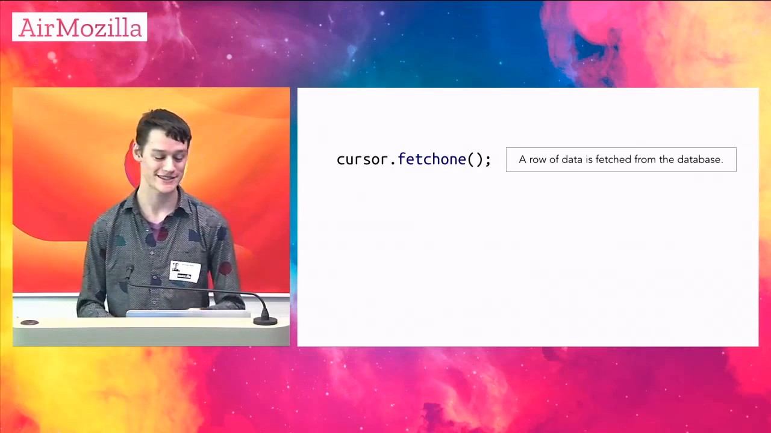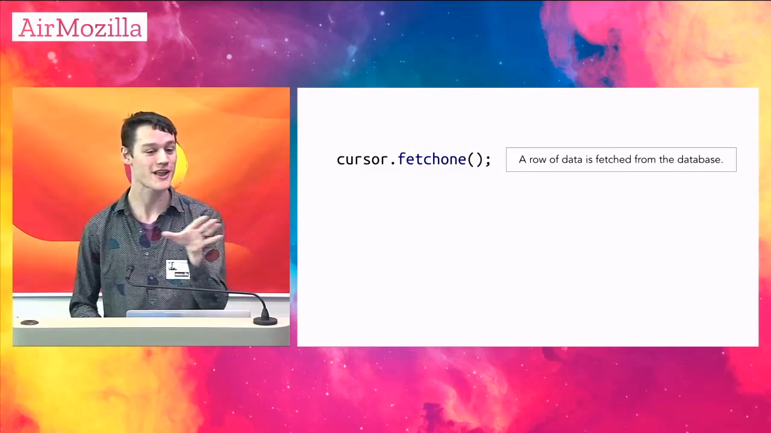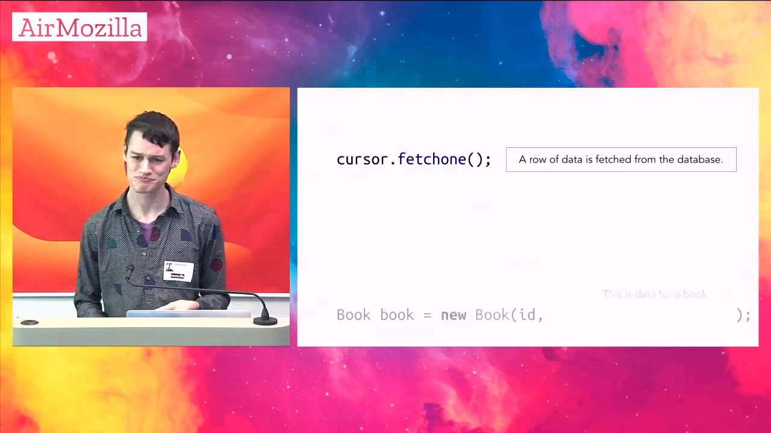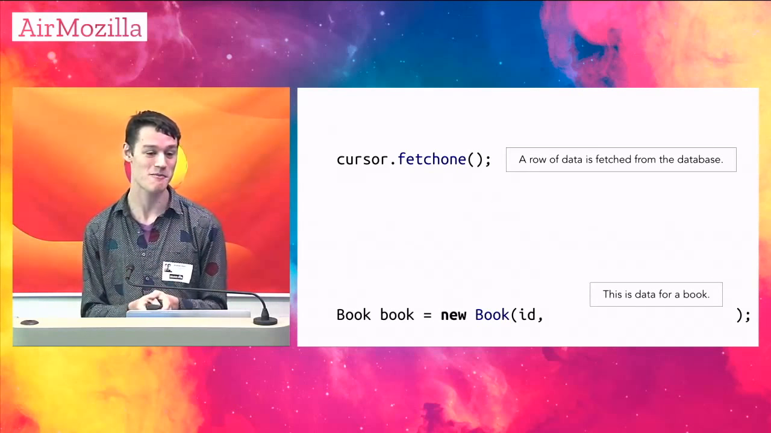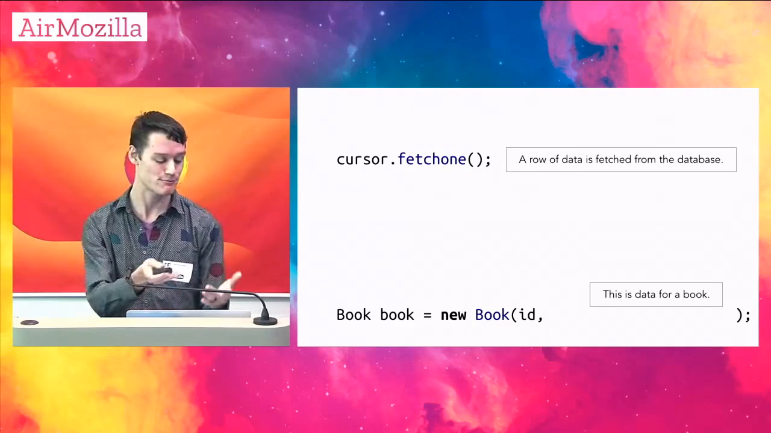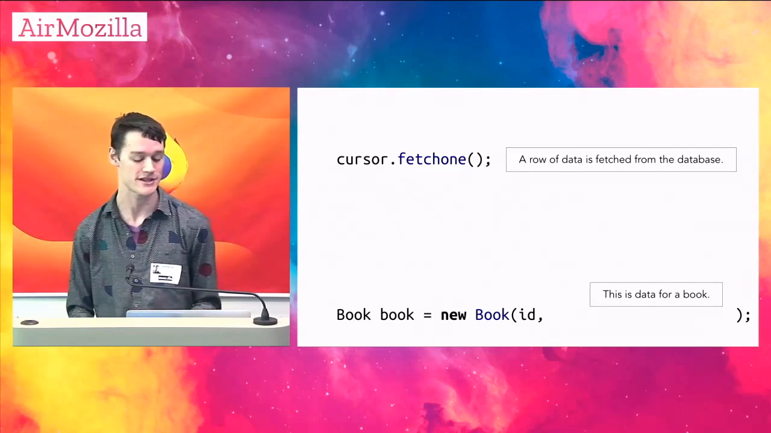Our vision of a tool was, say this is a code example that fetches a line from a database that I want to share. And it ends up storing this in some important data structure like this book data structure that I want to use later.